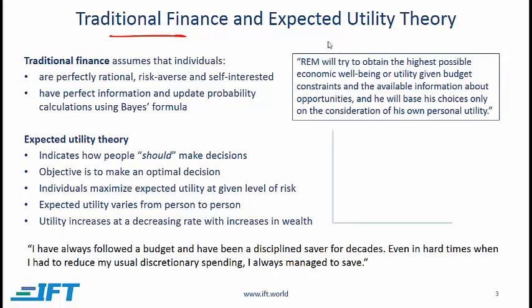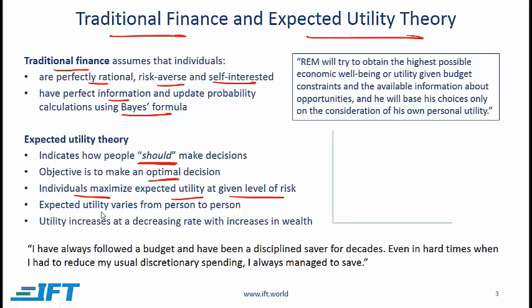Coming now to traditional finance and expected utility theory. Traditional finance assumes that individuals are perfectly rational, risk-averse, and self-interested. They have perfect information and update probability calculations using the Bayes formula. The expected utility theory indicates how people should make decisions. The objective is to make an optimal decision. In other words, the best possible decision which maximizes long-term expected utility. Individuals maximize expected utility at a given level of risk.